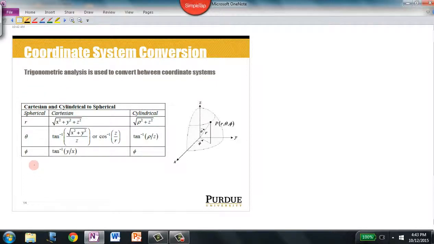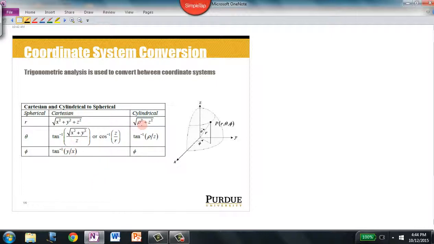And then finally, what if we're in Cartesian or cylindrical and we want to go to spherical? To determine the radius of the sphere, you have the square root of x squared plus y squared plus z squared in the Cartesian system. To determine the rotation theta from the positive z-axis, you take the inverse tangent of the square root of x squared plus y squared, divided by z, which gives you the same answer as the inverse cosine of z over r, where r is the radius of the sphere that you calculated. And then finally phi, which is the rotation as measured from the positive x-axis, is just the inverse tangent of y over x in the Cartesian system.